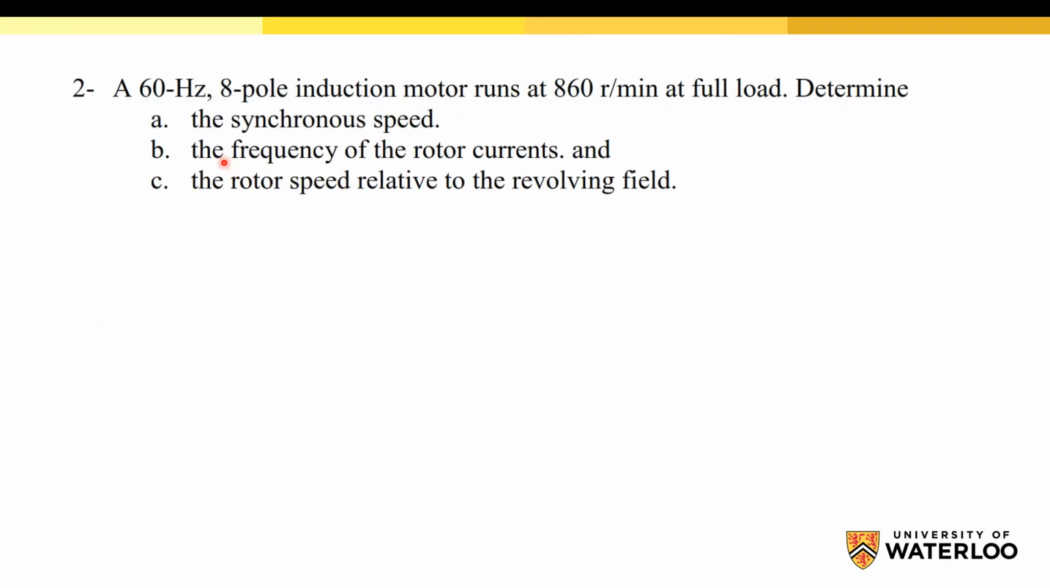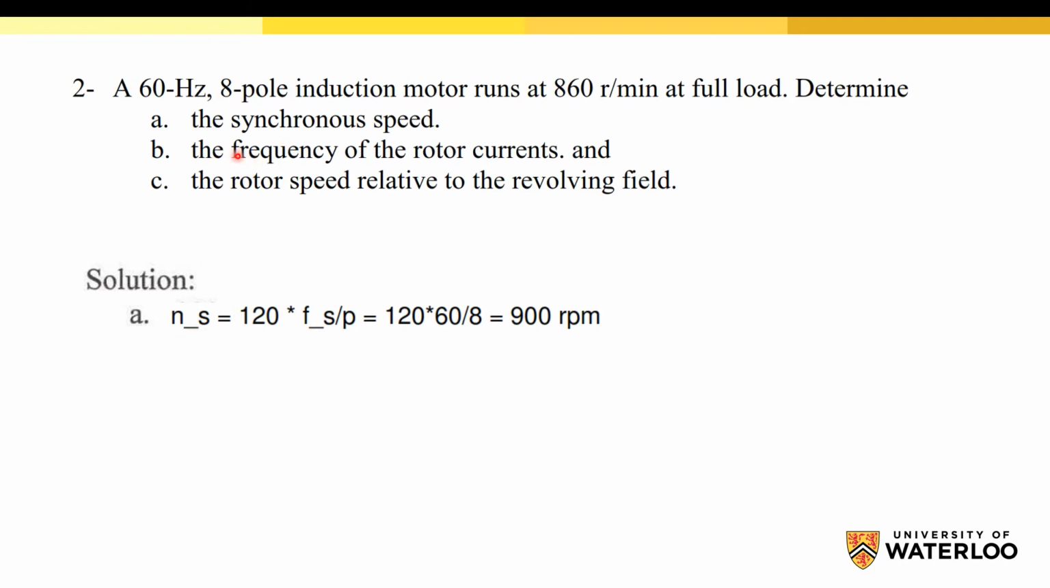In question 2, a 60 Hz 8-pole induction motor runs at 860 RPM at full load. Determine A, the synchronous speed, B, the frequency of the rotor currents, and C, the rotor speed relative to the revolving field. So first the synchronous speed. Again, the synchronous speed could be calculated if we know the number of poles and the frequency. So we know the number of poles and the frequency, so we can calculate the synchronous speed.